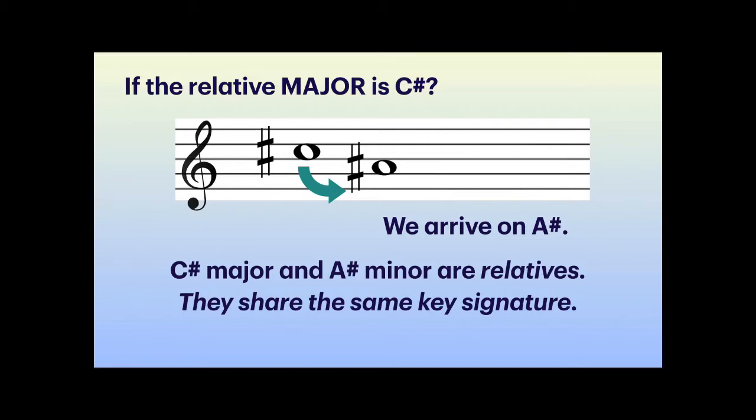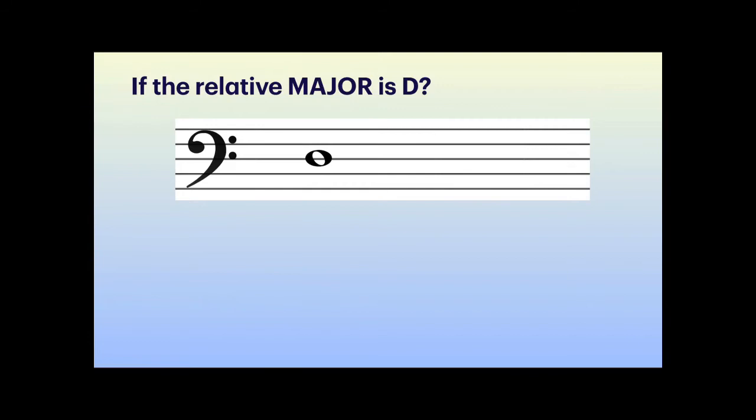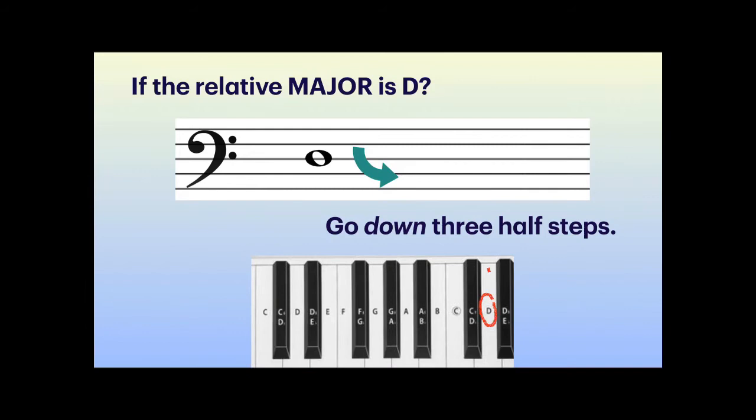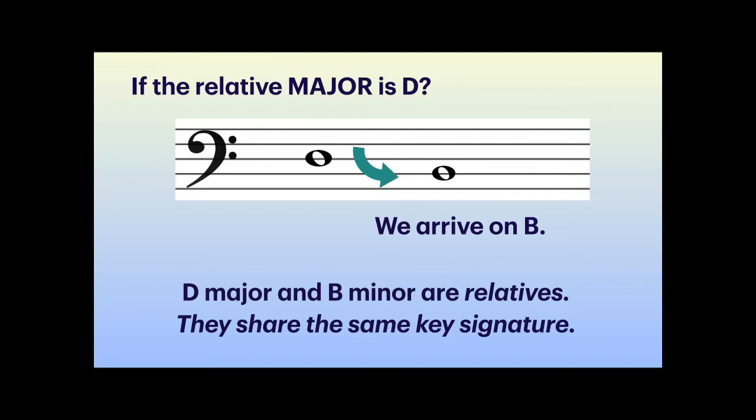One more. What if the relative major is D? Once again, we know what the major is, and now we need to find the relative minor, so we're going to go down three half steps. Starting on a D, one, two, three. That brings us to a B. This means that D major and B minor are relatives. They share the same key signature.